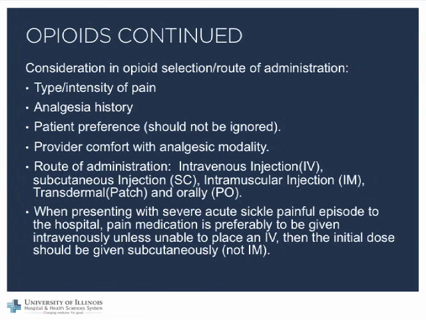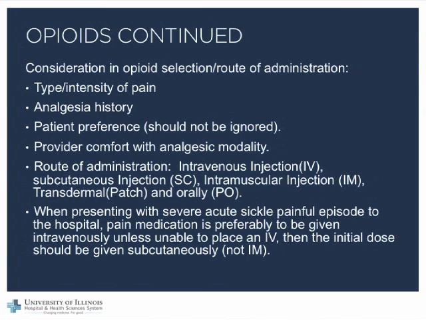So for consideration of what opiate to select and the route of administration, you have to take several things into consideration. The type and intensity of the pain. The analgesic history, what has been given to the patient in the past. What's the patient preference? This should not be ignored. What's worked for you in the past? You can ask the patient, and sometimes that may be ignored by the provider. And also it's important that provider comfort with using that particular opiate or modality is taken into consideration.